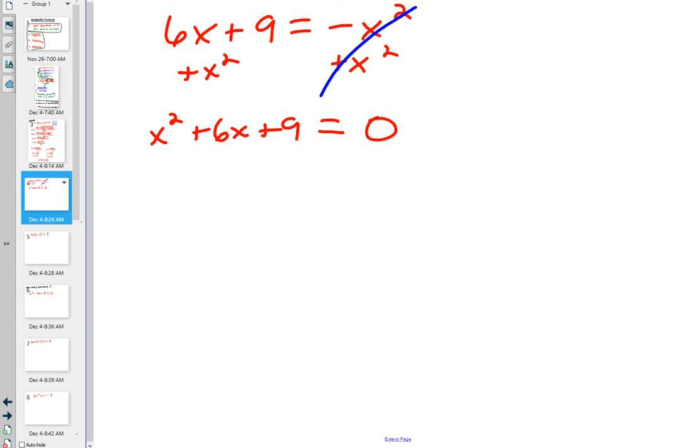Your board changed. Oh, your bottom board changed. Oh, you're different.